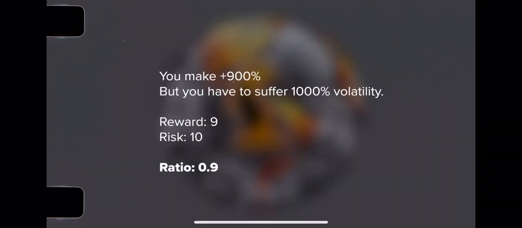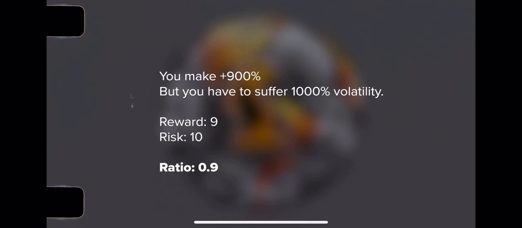Now we have an asset that has a slightly higher performance ratio. So let's keep moving on and looking at different examples. Now in example 3, imagine that we have an asset, this time we're using percents. We have an asset that goes up 900%.